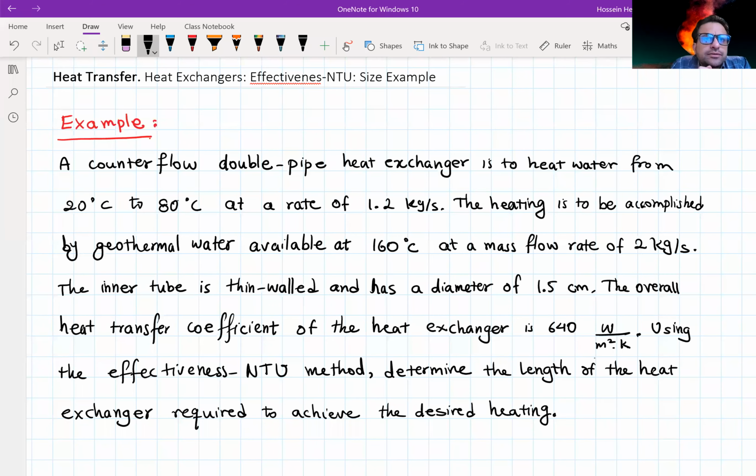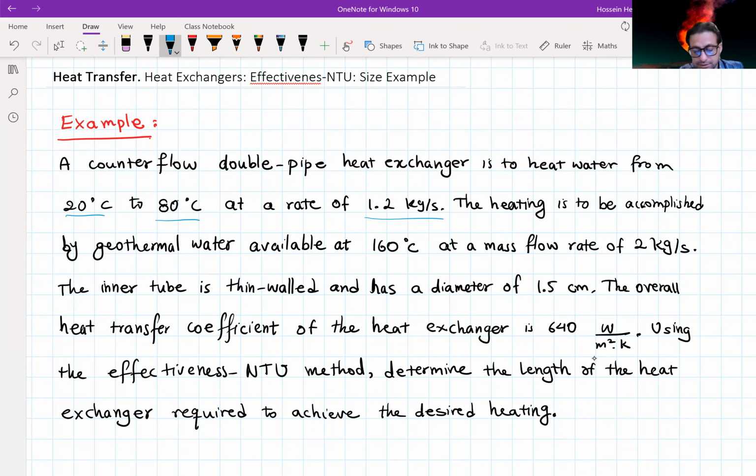Let's look at an example of how we can use the effectiveness NTU method to define the size of a heat exchanger. We have a counter flow double pipe heat exchanger, and we plan to use it to heat the water from 20 to 80 degrees C at the rate of 1.2 kilogram per second. And the heating is going to be accomplished by geothermal water.